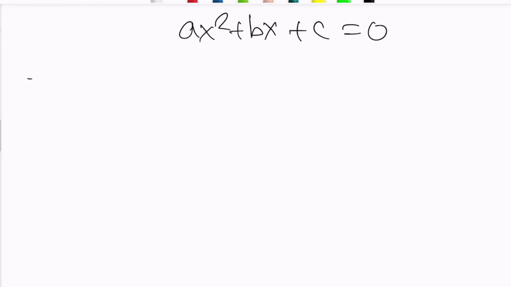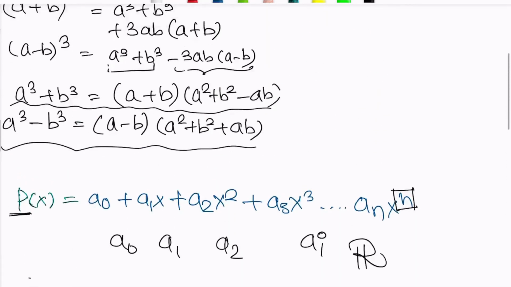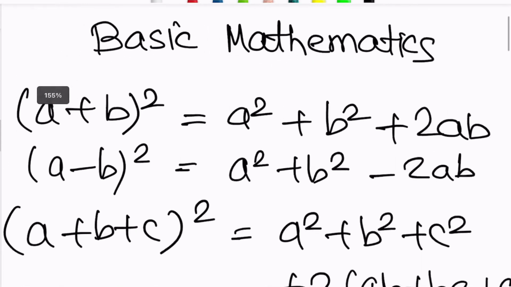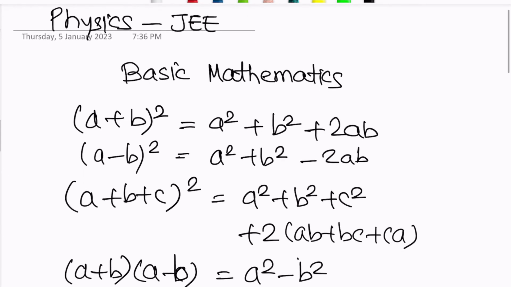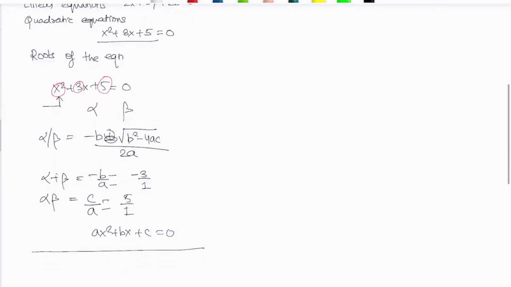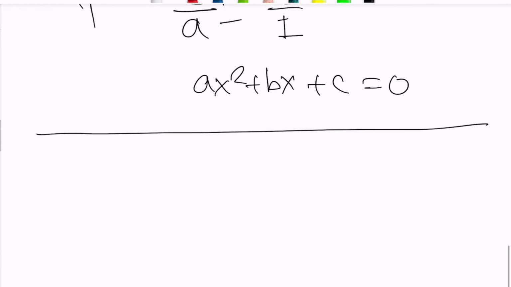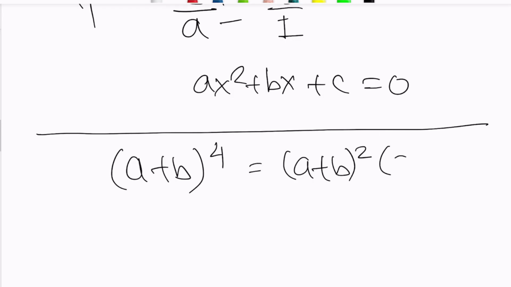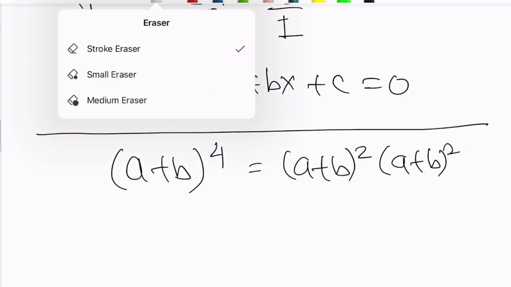Okay, so now we have just revised these expressions, basically a plus b the whole square and a minus b the whole square, a plus b the whole cube, a minus b the whole cube. But now, if somebody asks you, what is a plus b raised to the power 4? It is tempting to solve it like this: you take a plus b the whole square and then a plus b the whole square, and you expand every single term and figure out the answer. But there is a neater way to do this.